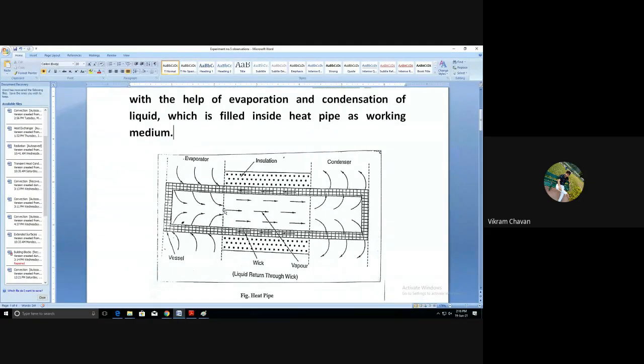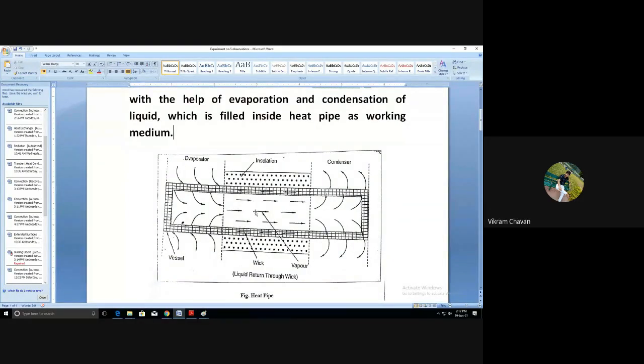Now, before filling the liquid inside the pipe, the vacuum is created first of all inside the pipe, and then the working fluid is filled inside the heat pipe, and then the heat pipe is sealed from both sides. So this is about the evaporative section and the condenser section. Now the middle portion remains between this evaporative section and condenser section. So the middle part, whatever you can see over here.